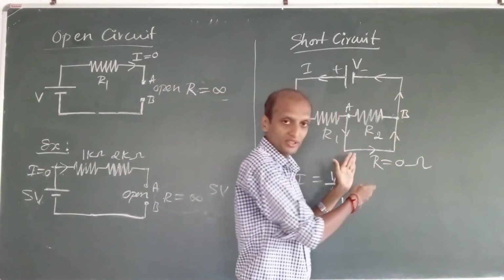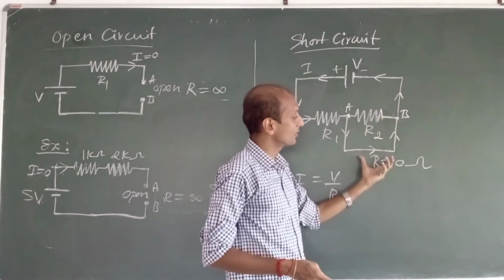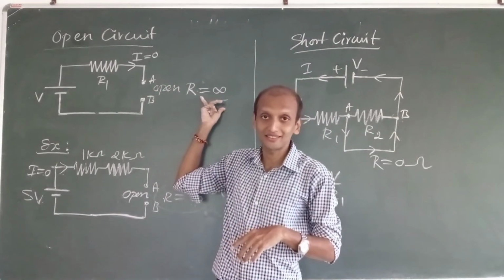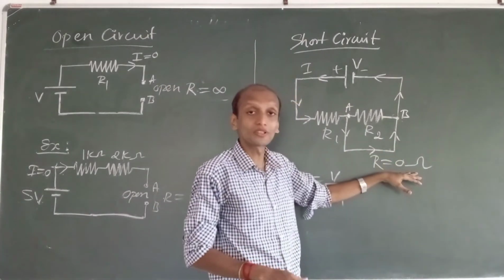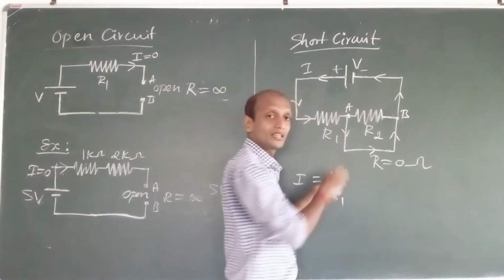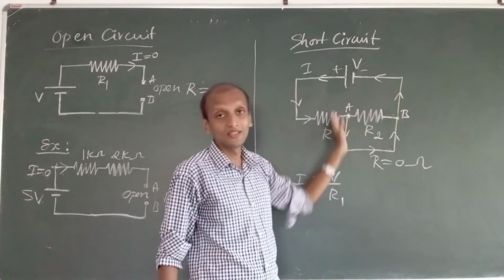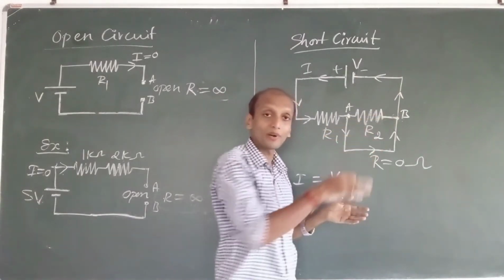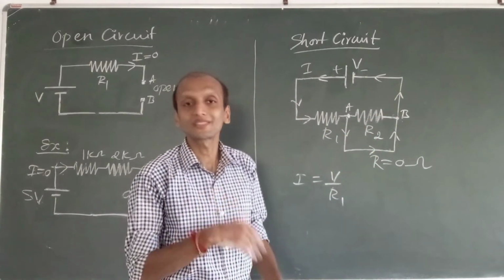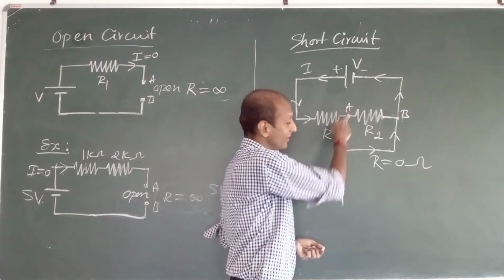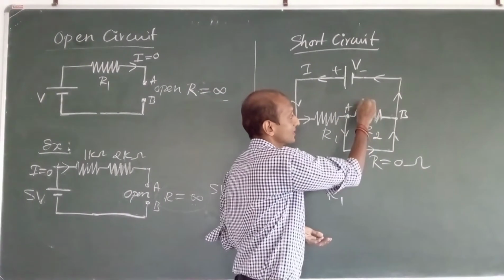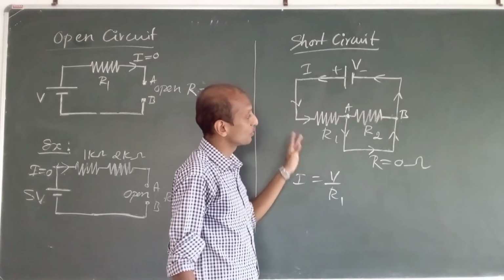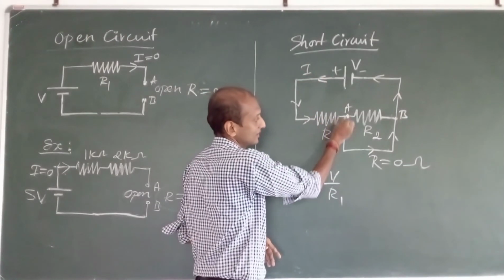Whenever we have some short in the circuit, it offers 0 resistance. Whenever there is some open in the circuit, it offers infinite resistance. Whenever there is some short in the circuit, it offers 0 resistance, and the current will flow through that path instead of going through a path wherein it can face some resistance. So when it comes here, it will find this path to flow, and this will have 0 resistance.